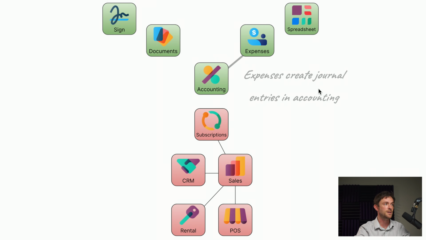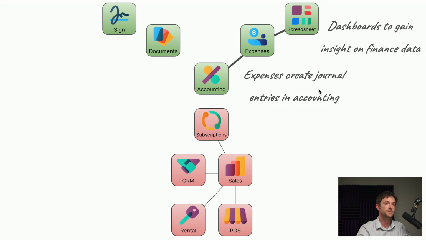The expenses app creates journal entries in accounting the moment that you post an expense. The dashboards and the spreadsheets are often used to give you insight into financial data, like tracking budgets, for example. So it's relying a lot on financial data to do that. Though, as I mentioned, spreadsheet and BI is really something that connects to all the apps. So if I really wanted to, we could connect lines to all sorts of apps. I'm not going to do that though, because it'd be a big mess.